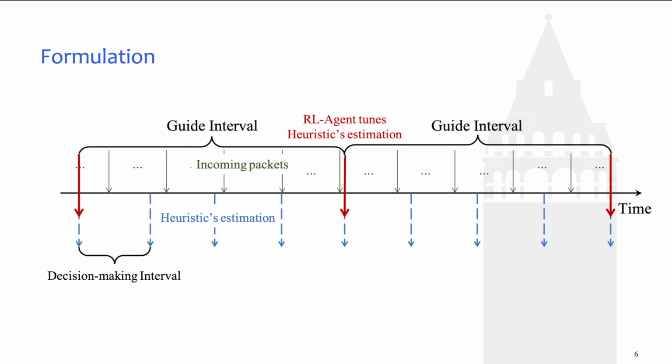Let's take a closer look at the control logic of HRCC, and distinguish the relation between guide interval and decision-making interval. At the end of every decision-making interval, which is 200 milliseconds in this work, the heuristic scheme takes the statistics from arrived RTP packets and outputs a bandwidth estimate. We treat 4 decision-making intervals as a guide interval. The RL agent outputs a gain coefficient based on the observation of the last 10 decision-making intervals at every end of guide interval.